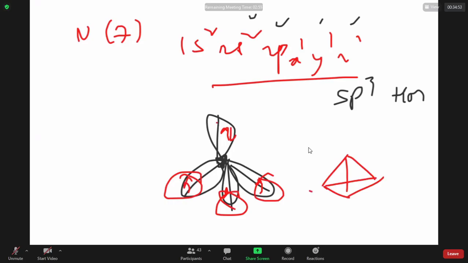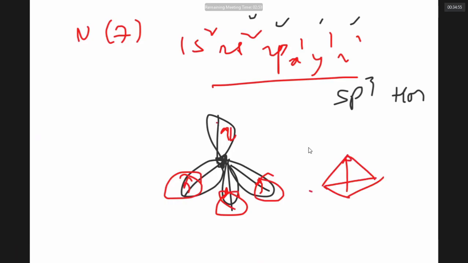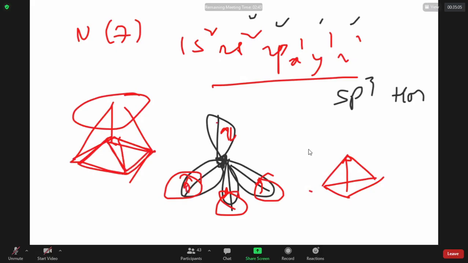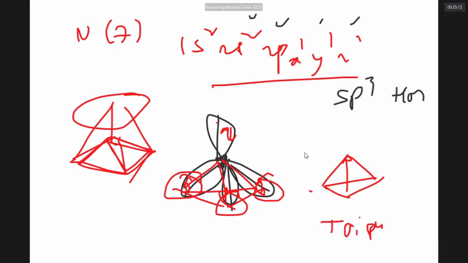No. Is it in a plane? Sir, it is tetrahedral, sir. In this tetrahedron, you are removing this part. It is not in one plane, sir. What is this shape, please? It is called trigonal pyramidal. It is a pyramid. It is 3D.